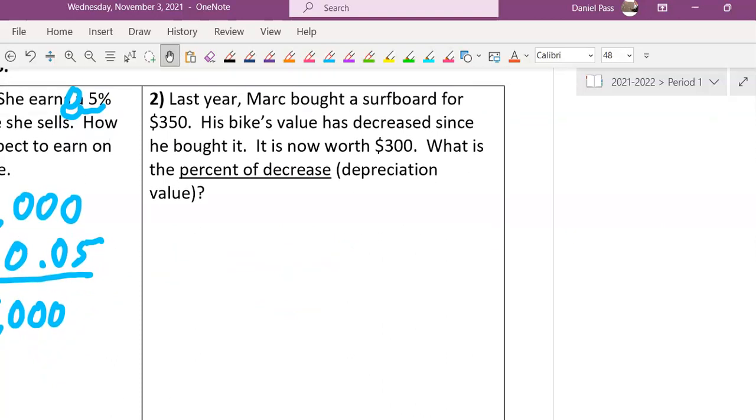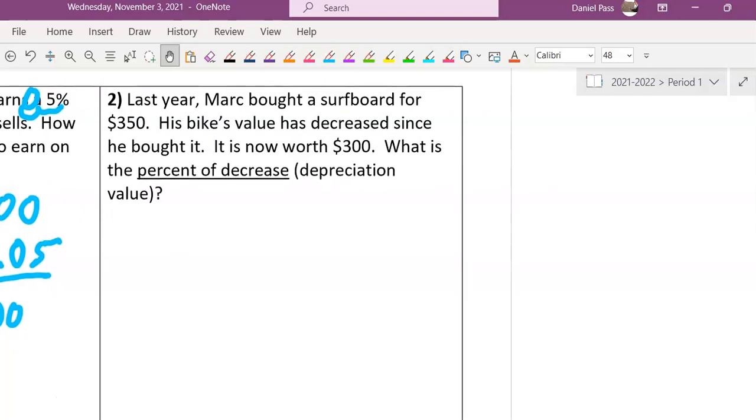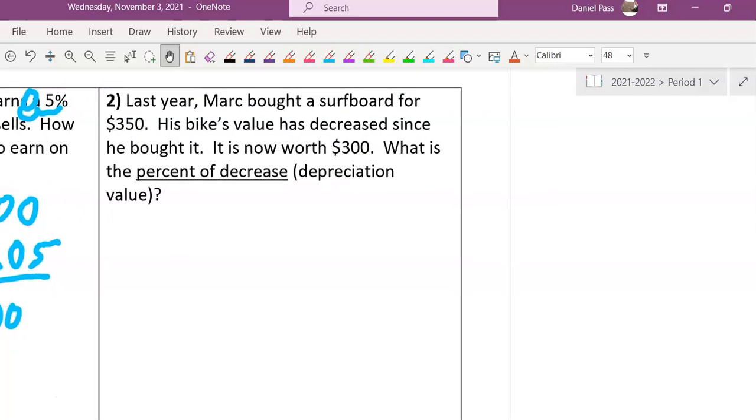Last year, Mark bought a surfboard for $350. His bike's value has decreased since he bought it. It is now worth $300. What is the percent of decrease? Okay. You want to pick a color? Orange. Okay, tell me how you did the problem.